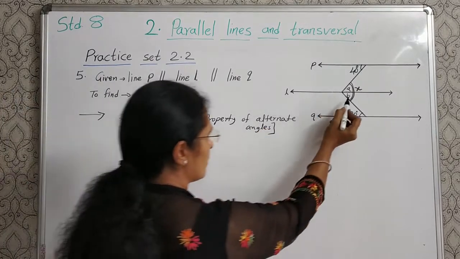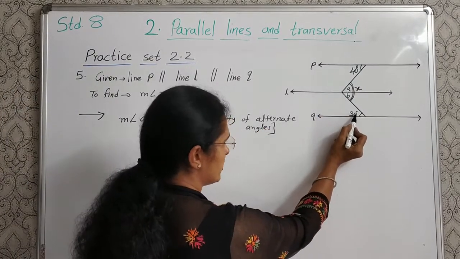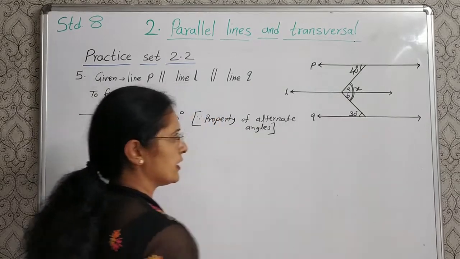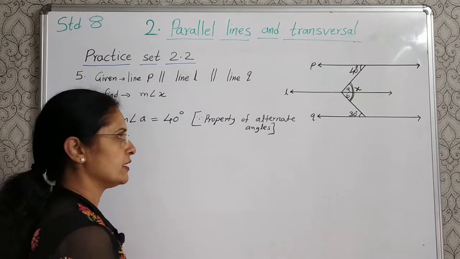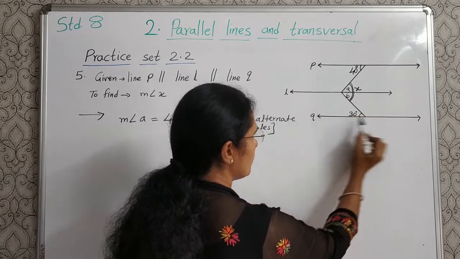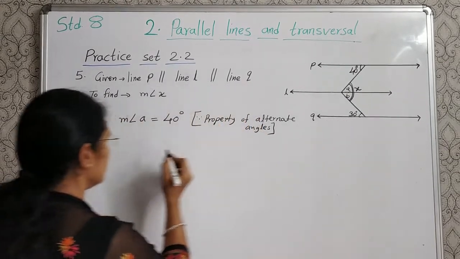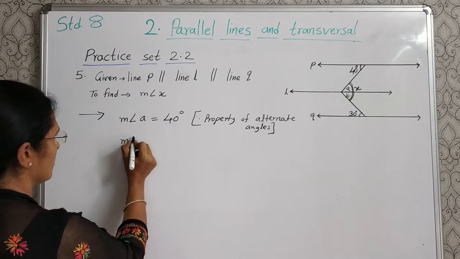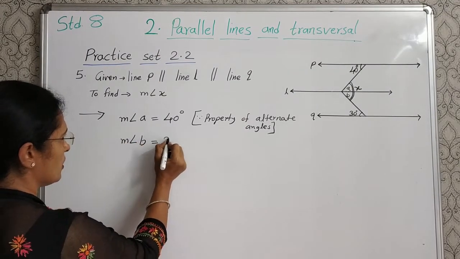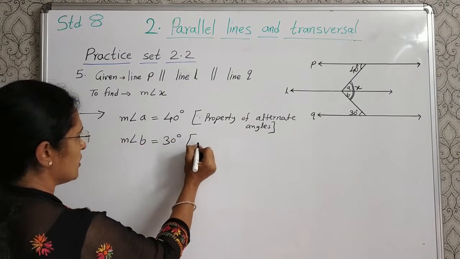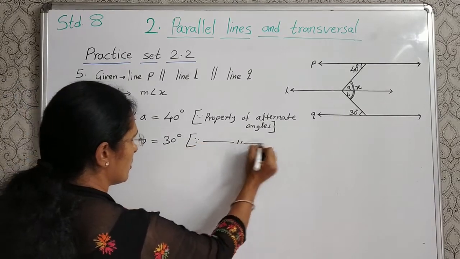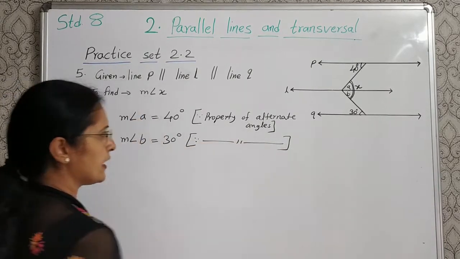Similarly, angle B and this angle whose measure is given 30 degree are alternate angles formed by these two parallel lines and this transversal. So measure angle B is equal to 30 degree. The reason is the same, property of alternate angles.